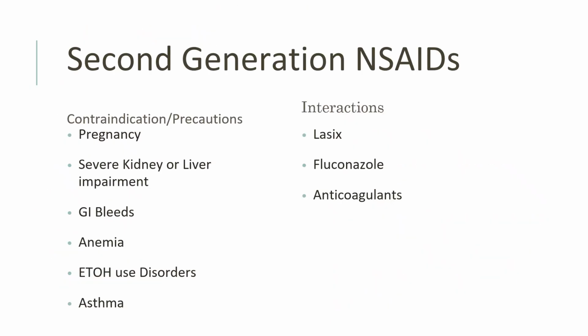Some precautions for Celebrex or the second generation NSAID. Again, pregnancy, kidney or liver problems, bleeding problems, anemia, alcohol, of course. The two newer things on here is asthma or fluconazole that we can see over here. So asthma is because this can actually exacerbate asthmatics and cause more problems with their breathing. We want to double check the drugs that they might be on, Lasix because of their fluid and electrolytes, anticoagulants for the blood and bleeding.